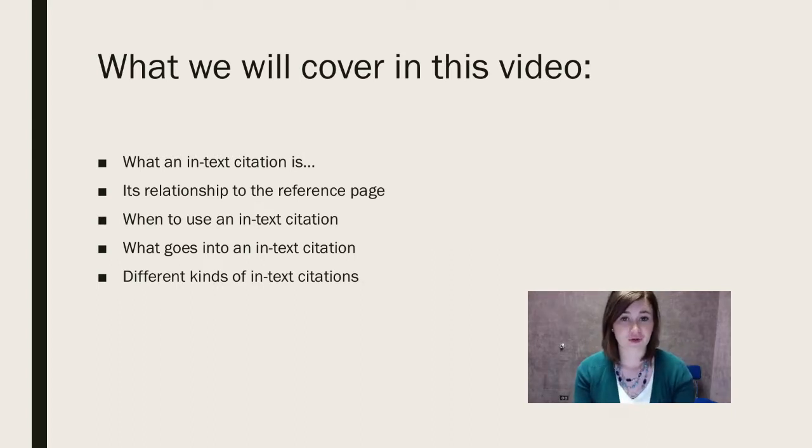If you've ever read a scholarly article, then odds are that you've probably seen an in-text citation. It looks something like this. An in-text citation comes after any quoted, summarized, or paraphrased material. Usually it acts as a guide to point readers back to where your quoted material came from.